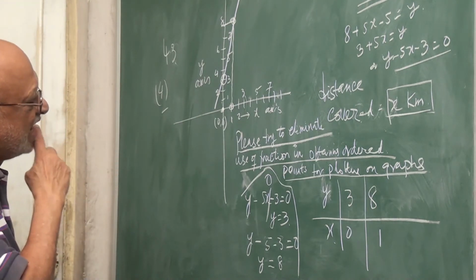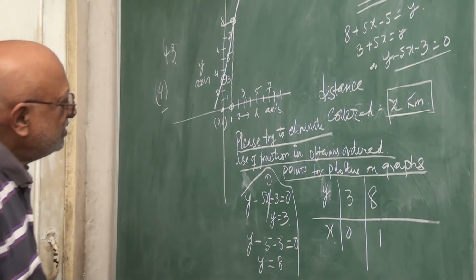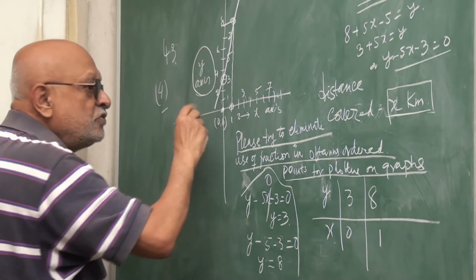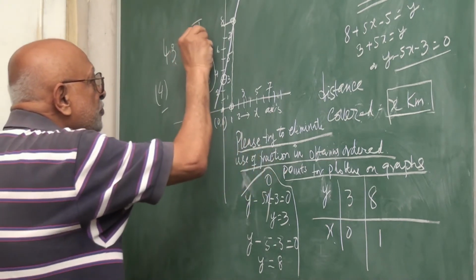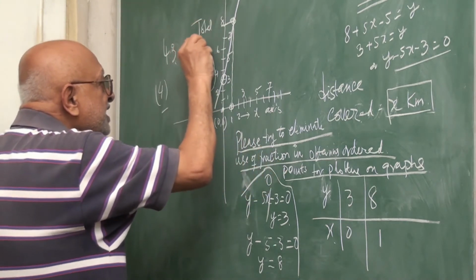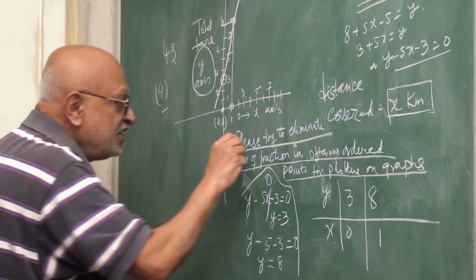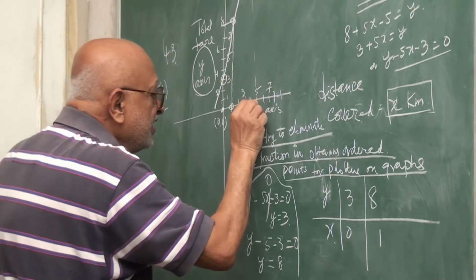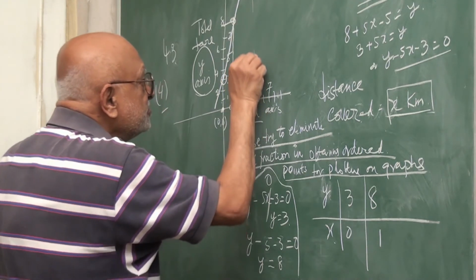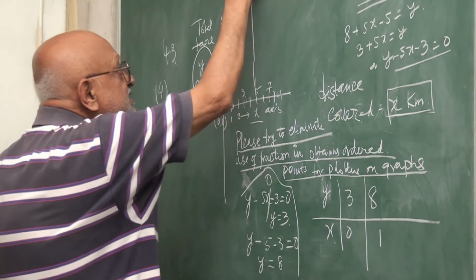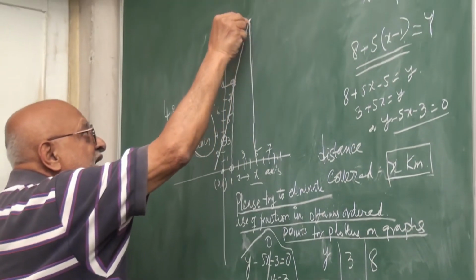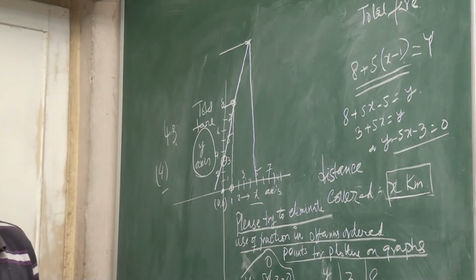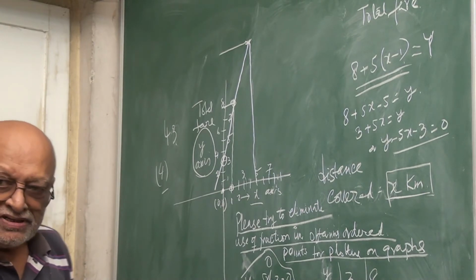From this graph, you can find out y, the total fare. So from this, you can easily find the distance traveled and the amount. If I go 5 kilometers, this is how it will cross, and this is the point. So this point you get, and this is how you get the other point. Is this clear? This should be clear to you totally.